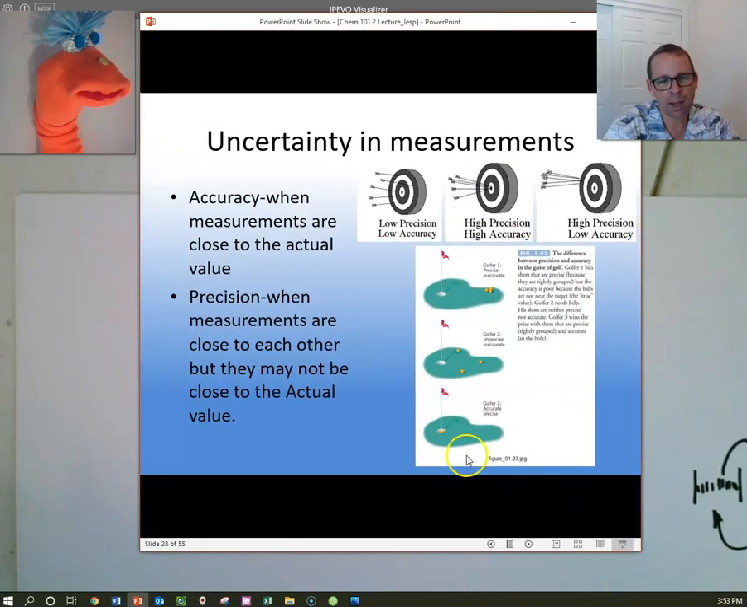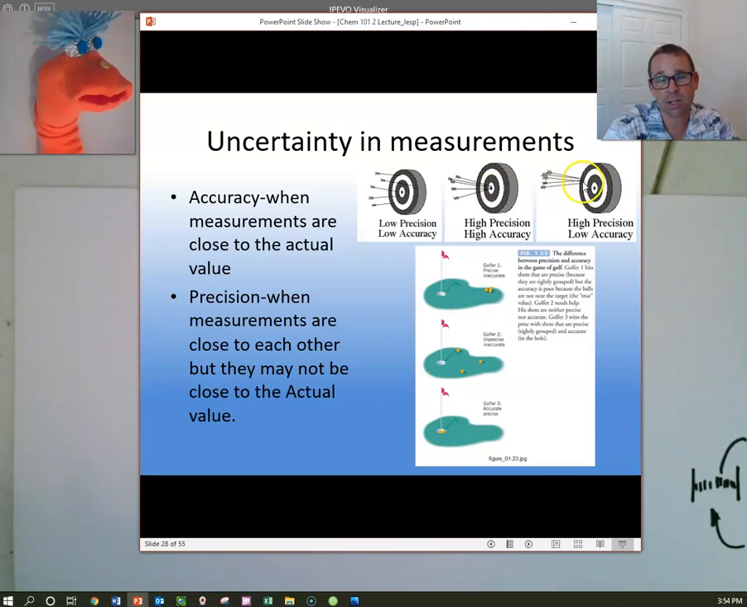We want to have accuracy. We want it to be the right value. So here we have a cluster that isn't clustered around the bullseye. Here we have a cluster that's clustered in the bullseye, and they're all very close. So it's both accurate and precise.